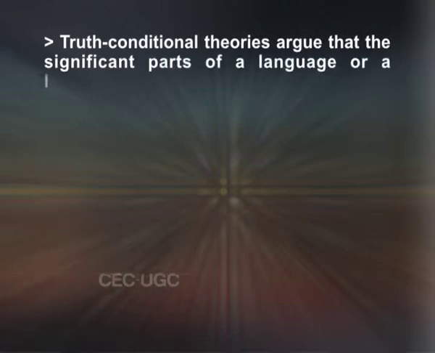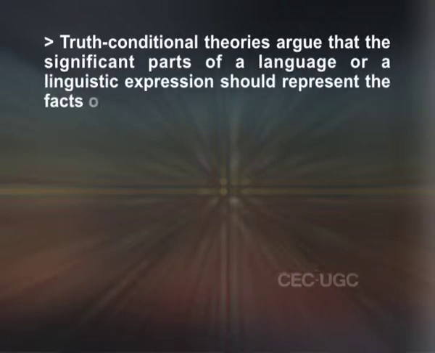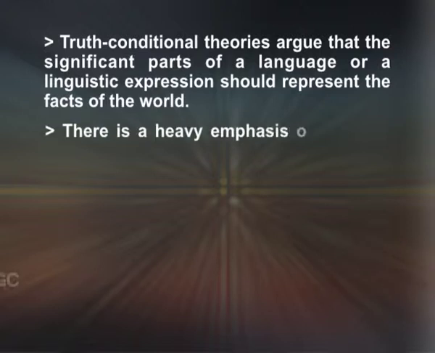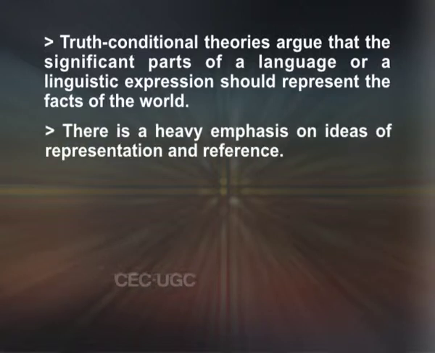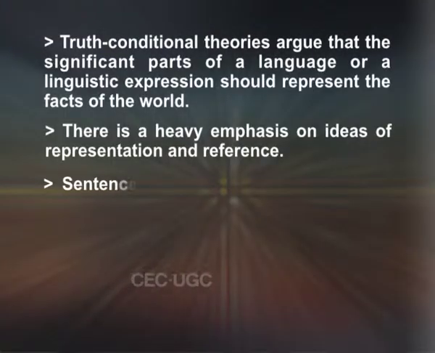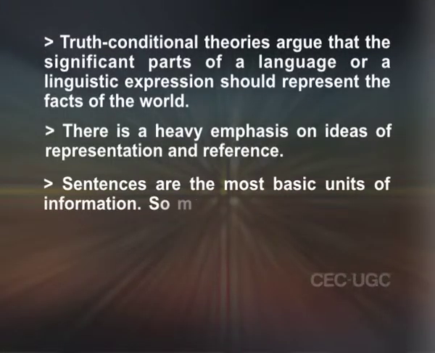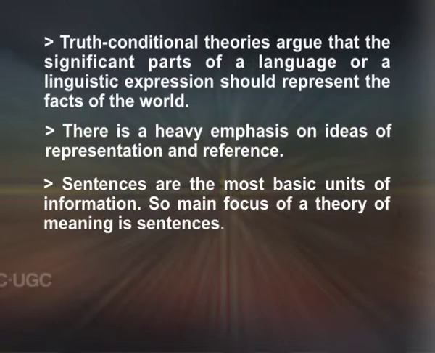Truth conditional theories argue that significant parts of a language or a linguistic expression should represent the facts of the world. There is a heavy emphasis on ideas of representation and reference. For example, they argue that sentences represent facts in the world, names refer to objects, etc. Sentences are the most basic units of information, so the main focus of a theory of meaning is sentences. For instance, an utterance of the name Raj does not say anything meaningful until we point to someone and say, "This is Raj," or assert, "John Raj was born in North Delhi."